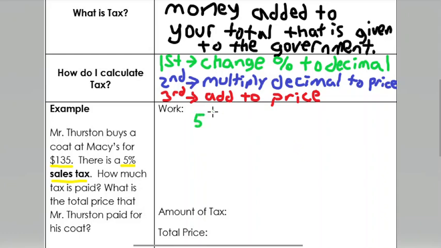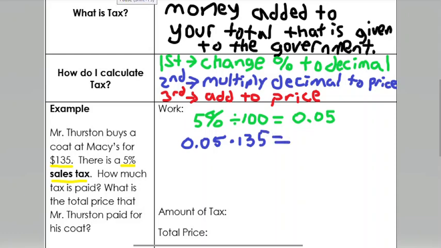So 5%. How do I change a percent to a decimal? Well, if I think back to the first unit, I know I have to divide by 100 to change a percent to a decimal because all percents are out of 100. So when I do 5% divided by 100, that gives me 0.05. My second step is I take that decimal, 0.05, and I'm going to times it to my price. So 0.05 times 135.